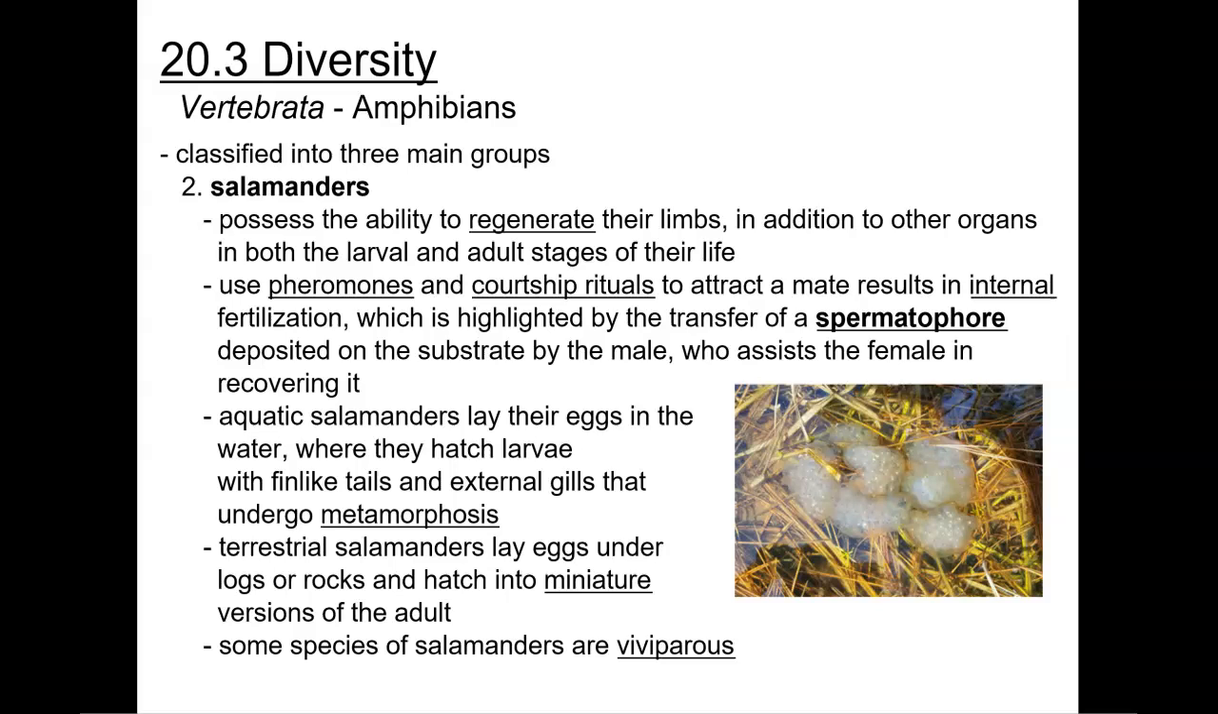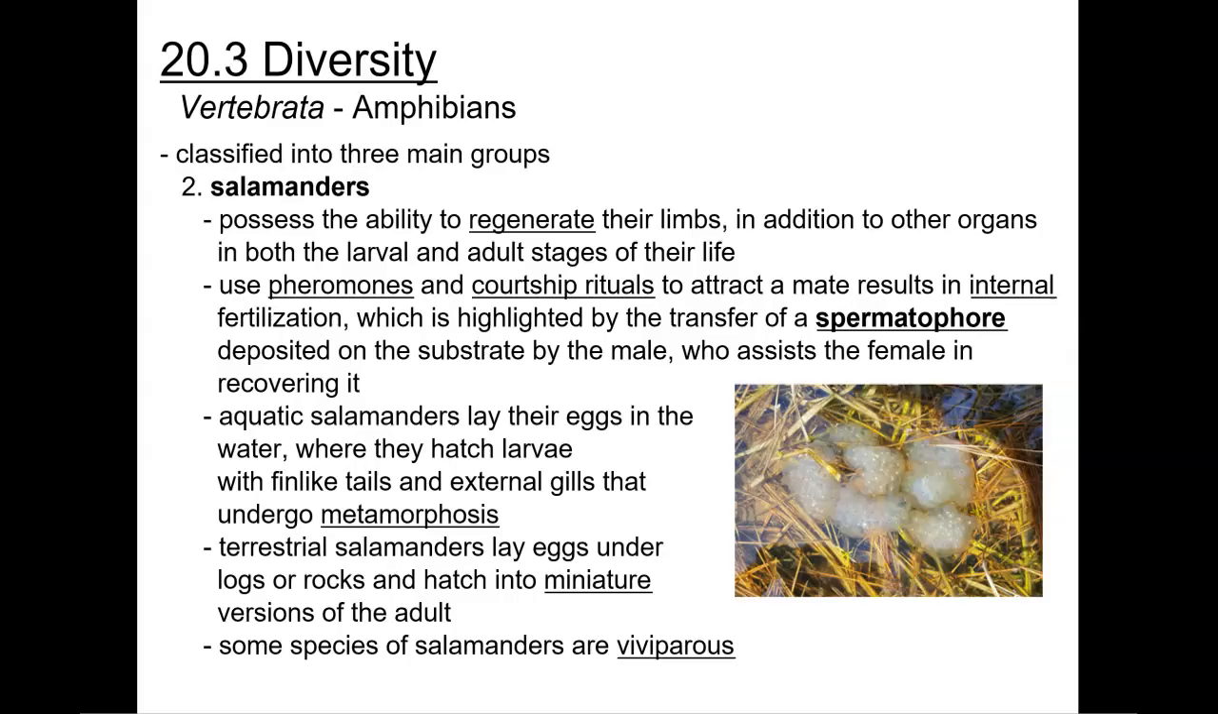They possess the ability to regenerate limbs in addition to organs in both the larval and adult stages of their life. They're going to use pheromones and courtship rituals to attract a mate, which results in internal fertilization, which is going to be highlighted by a transfer of a spermatophore deposited into the substrate by the male, who assists the female in recovering it.